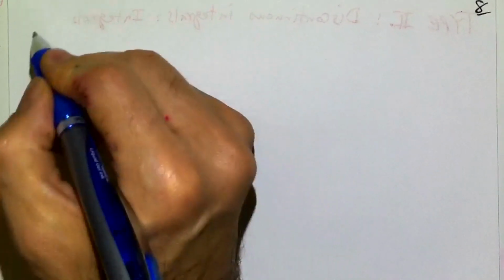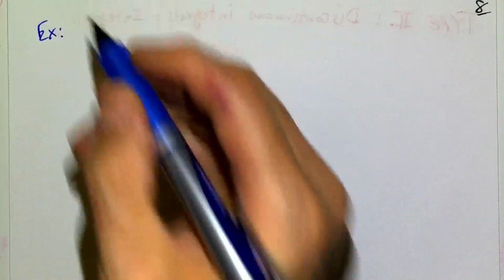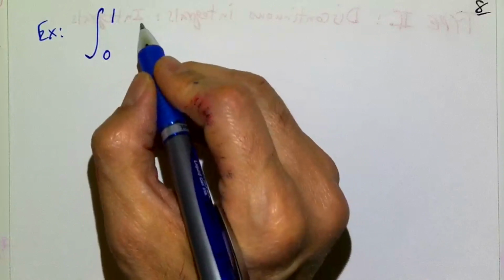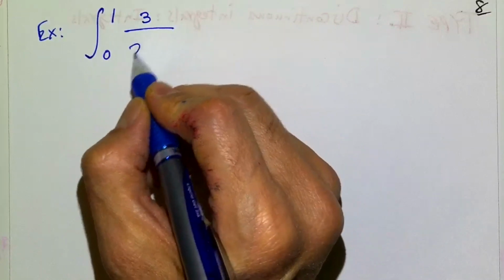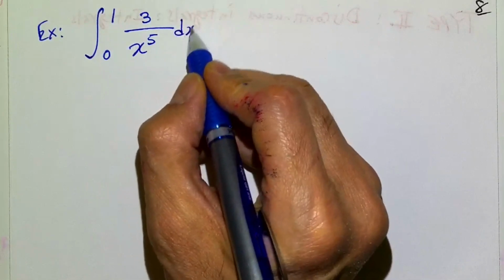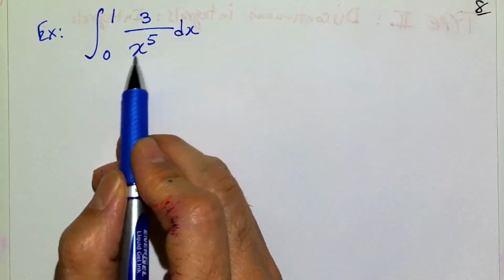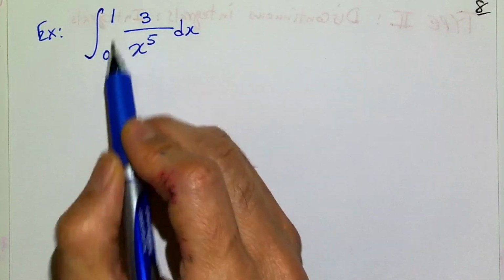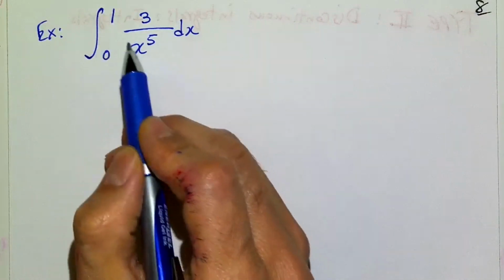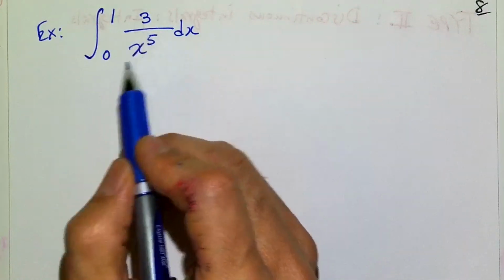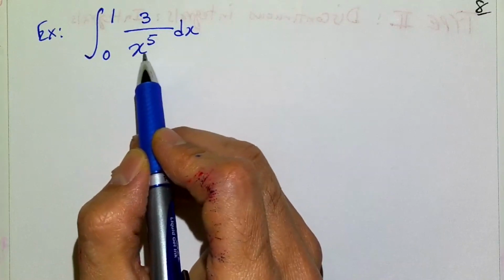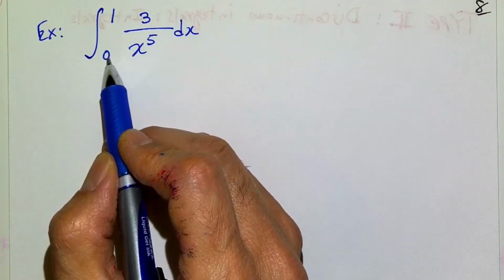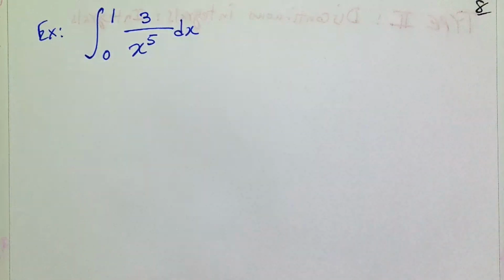Suppose we want to integrate this integral from 0 to 1 of 3 over x to the 5th power dx. You can see clearly and immediately that if you plug in 0 on the left side of this interval of integration, there is a vertical asymptote, right? x can never be equal to 0, yet on the left or the bottom of the interval, we have 0. So we have a vertical asymptote there.